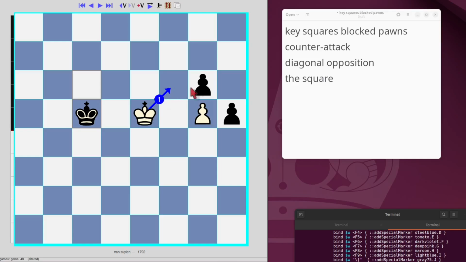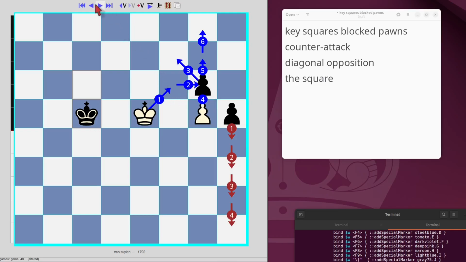1, 2, 3, 4, 5, 6. So that's 6 moves to queen. Let's have a look at the black side. 1, 2, 3, 4. So obviously the counterattack is never going to work. So white will be at least one tempo short, and because it's a G pawn or a knight pawn, then black will be able to do the normal checking procedure. So the counterattack does not work.